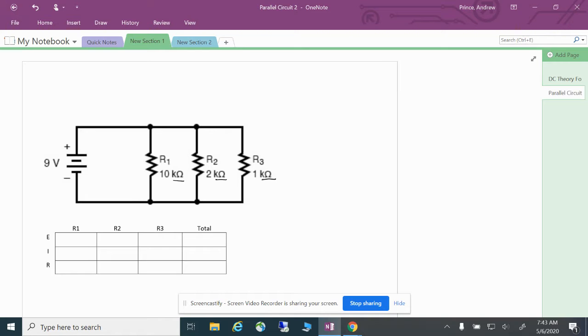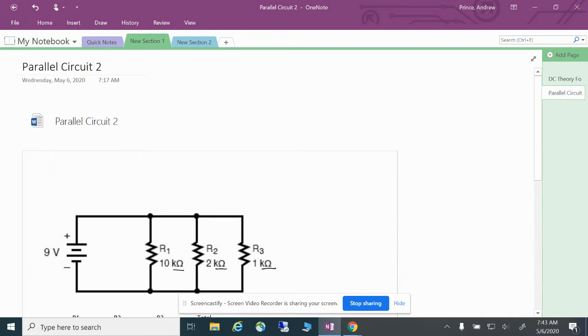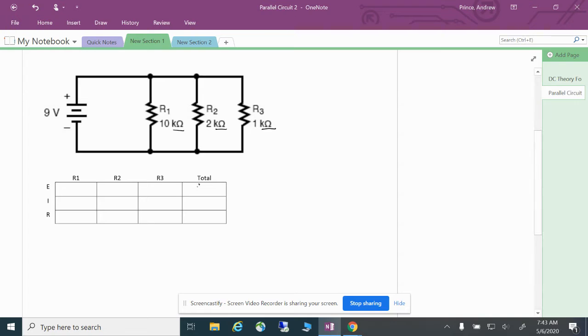Now to start off, let's just go ahead and plug in our values like normal. So for the total, we got 9 volts over here. So let's go ahead and put 9 volts in. And then for each resistor, we have a resistance value. So for R1, we got 10 kilo ohms. R2, 2 kilo ohms. And R3, 1 kilo ohm.